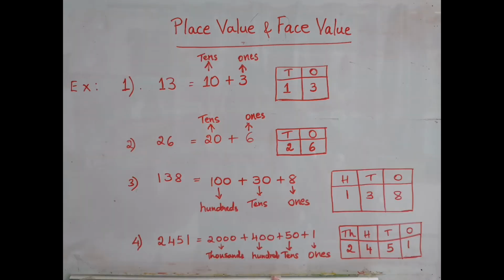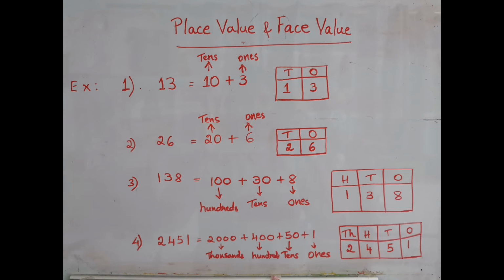Here in the first example, I have taken the number 13. I have expanded 13 as 10 plus 3. So here 3 will be in the ones place and 10 will be in the tens place. Here 1 ten is in the tens place. In the second example, I have taken the number 26, expanded into 20 plus 6. In the ones place there will be a 6 and in the tens place there will be a 2. So here two tens will be there.